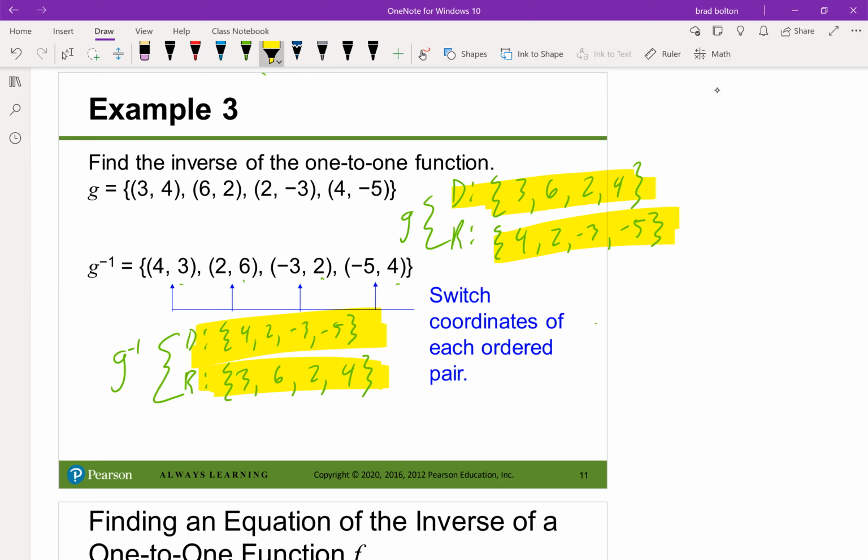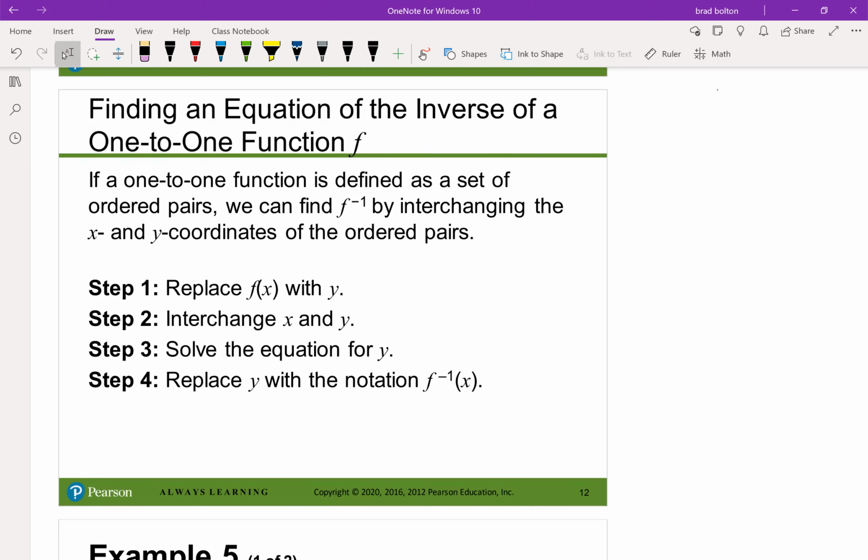Okay, so finding an equation of the inverse of a one-to-one function. If a one-to-one function is defined as a set of ordered pairs, we can find f inverse by interchanging the x and y coordinates of the ordered pair. So we're going to do these 4 steps. Step 1, replace f of x with y. Then interchange x and y, so we put all the y's where there were x's and all the x's where there were y's. Then we solve again for y, and then we replace y with f inverse. This will make a little more sense with an example.